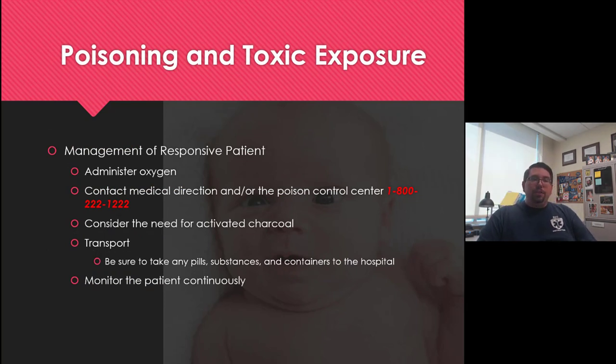Management for the responsive patient is to administer oxygen. Again, be aggressive with your airway management and contact poison control. Remember the number for poison control? 1-800-222-1222. That's 1-800-222-1222. Poison Control Center. Call it early, call it often, especially with peds.